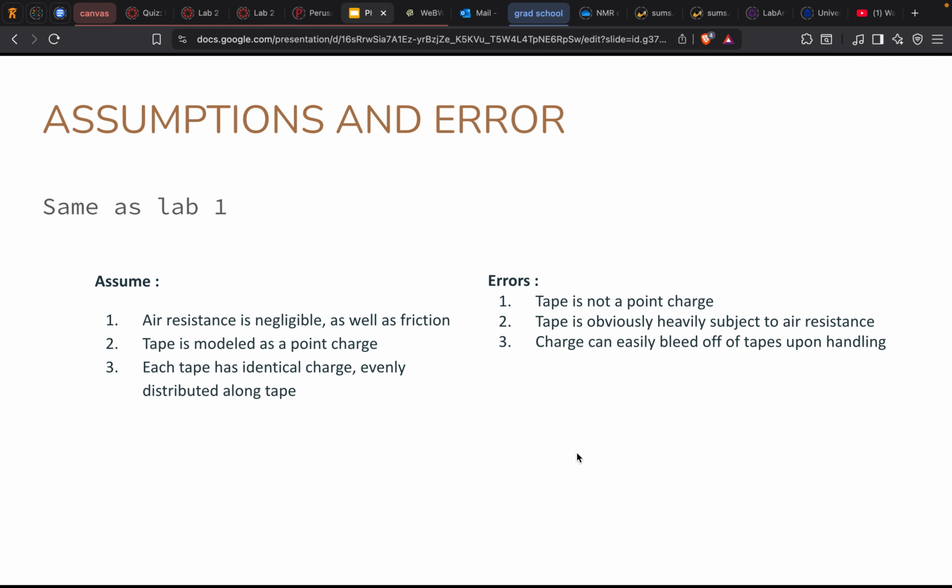There were some assumptions that we made in this model, which were the same as Lab 1. Firstly, we assume that air resistance and friction are negligible. In Lab 1, of course, we modeled the tape as a point charge, which we know isn't physically accurate. We also assumed that each tape had charge evenly distributed along its entire length. This leads to some errors, where obviously tape is not a point charge. That's the whole reason we did this line charge model. Obviously, tape is very heavily subject to air resistance, and we have to handle the tape to perform our experiment, which causes some loss of charge, and the charge very easily bleeds off upon touching anything.